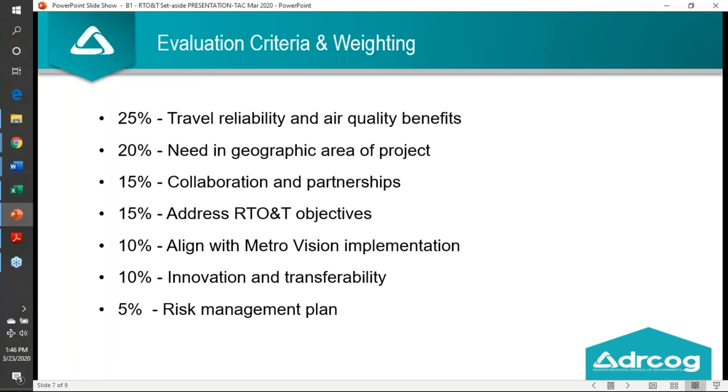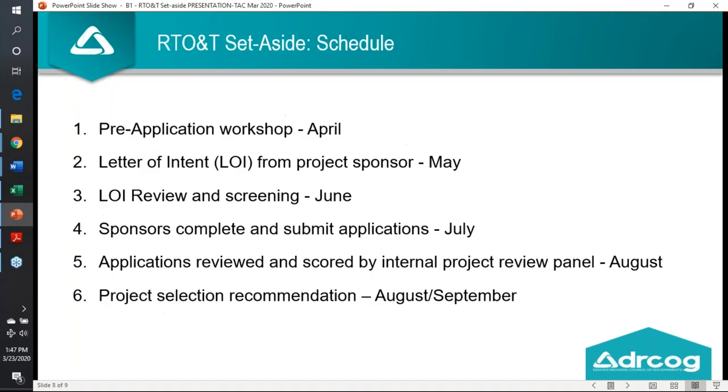the 20% there is for how severe is the situation in that particular geographic sub-area of the region or in that corridor. Collaboration and partnerships, addressing the regional transportation operations and technology objectives and MetroVision objectives and implementation, innovation and transferability to other jurisdictions, and then also a risk management planning element of how well did the sponsor who proposed the project appear to look into some of the potential pitfalls that they may have to struggle with as part of the projects. And many of you are familiar with that. And of course, one of the key ones that always comes up is right-of-way, as we know.